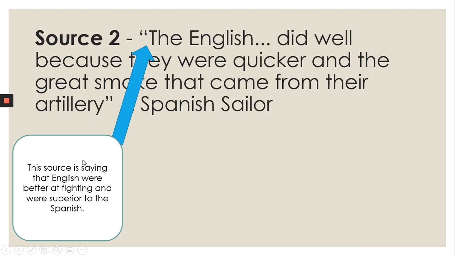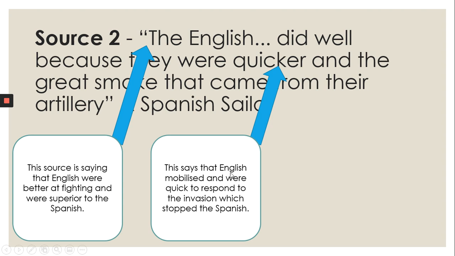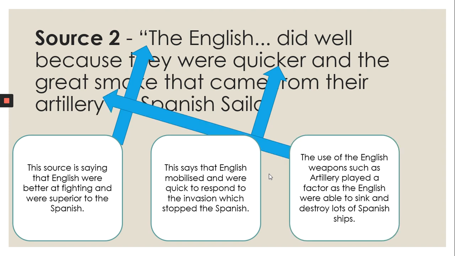Source 2, we can pick out that the English were better at fighting because it says they did well. We can also say that they mobilized quickly, and that just means they were quick to respond to stop the Spanish invasion. And we can also say the use of English weapons, such as artillery, played a factor, as the English were able to sink and destroy lots of Spanish ships. And remember, those ships were running away. They were trying to get away from the fire ships. And while they were doing that, they were getting attacked by these huge cannons.